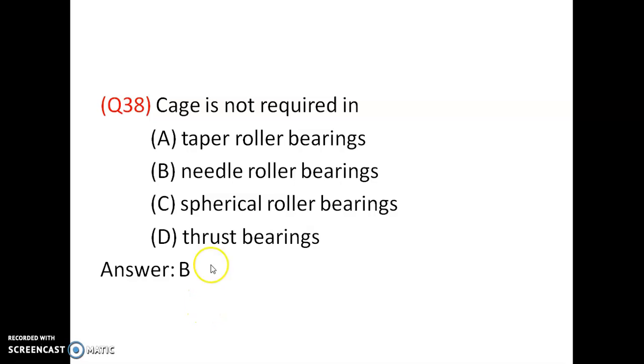The type of failure which occurs in ball bearing is fatigue failure. Option B is correct. The cage is not required in needle roller bearings.